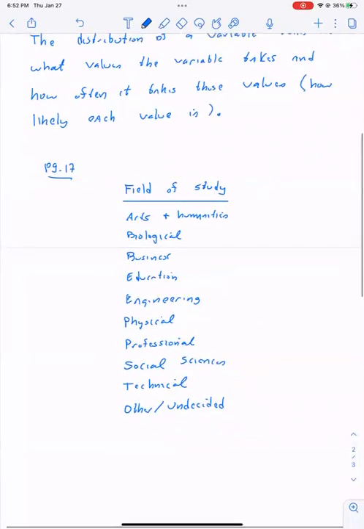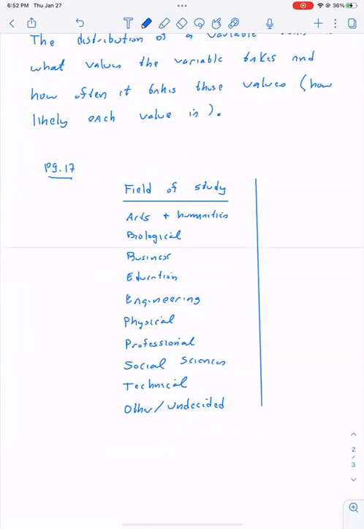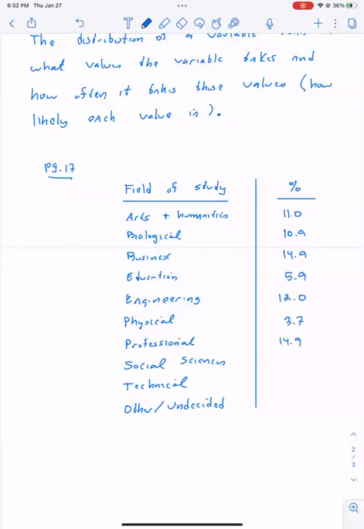It's just an example. So they have the different fields of study, and then they have the percent of students who are in those fields. The first one is 11.0, 10.9, 14.9, 5.9, 12.0, 3.7, 14.9, 12.1, 1.0, and 13.5.